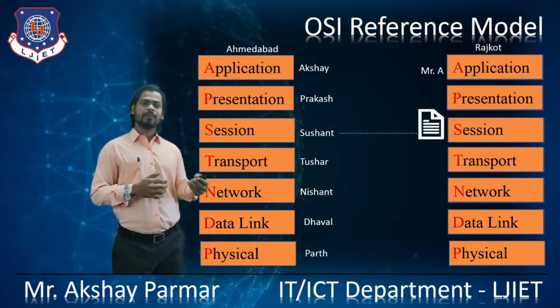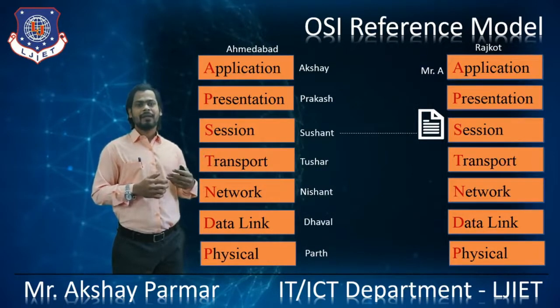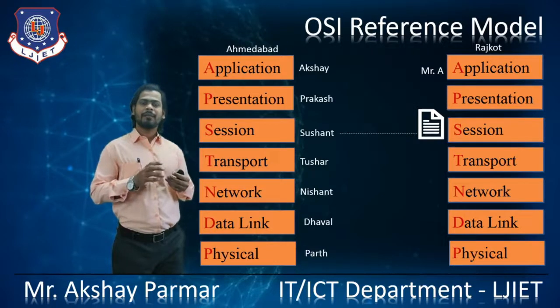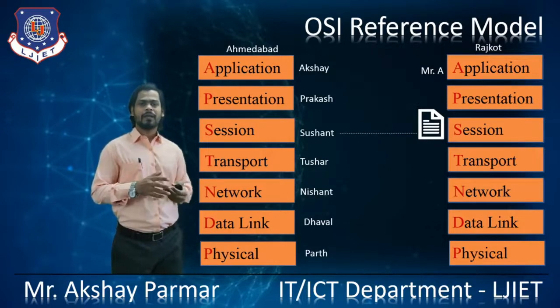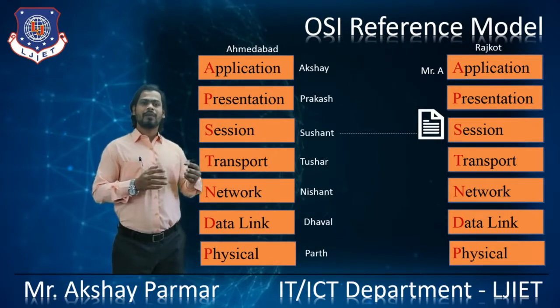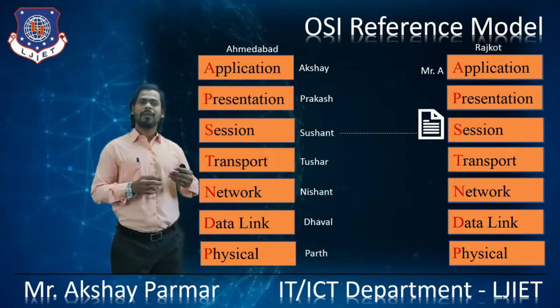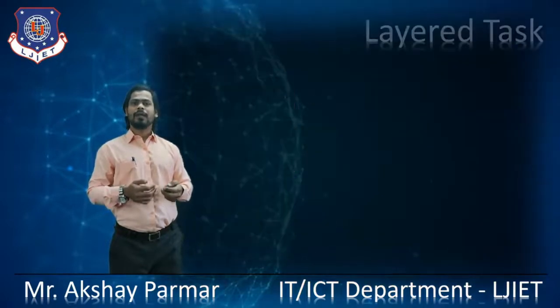After that, Mr. S will send the data to the presentation layer, Mr. P, and at the end, Mr. A will read that document. This is an example of how the OSI reference model architecture works. We will see the actual working of the OSI reference model architecture in computer networks in brief in our next video, right? So in this lecture, we have observed a layered task, how the layered task is working, right?